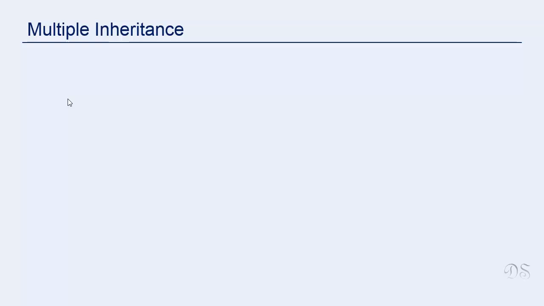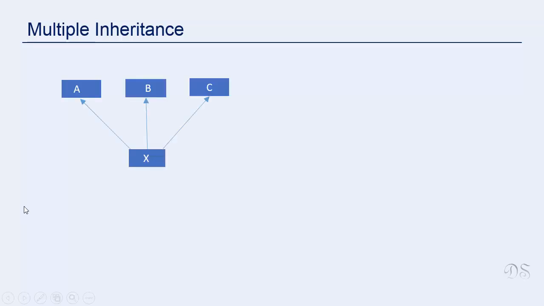Till now, the inheritance that we have seen is single inheritance, which means that a class inherits from a single class. In multiple inheritance, a class can inherit from more than one base class. For example, this class X inherits from classes A, B, and C. All the data members and methods of all these three base classes will be available in this derived class X.